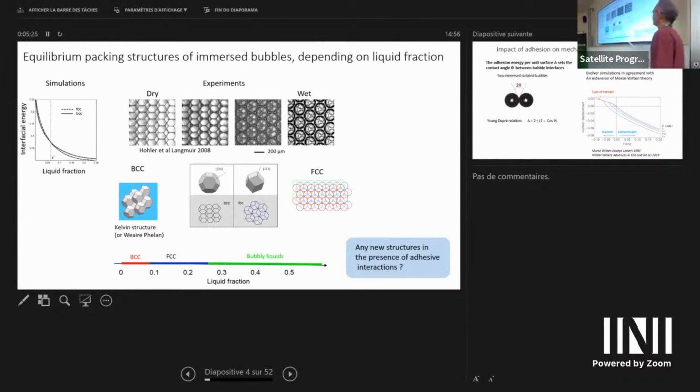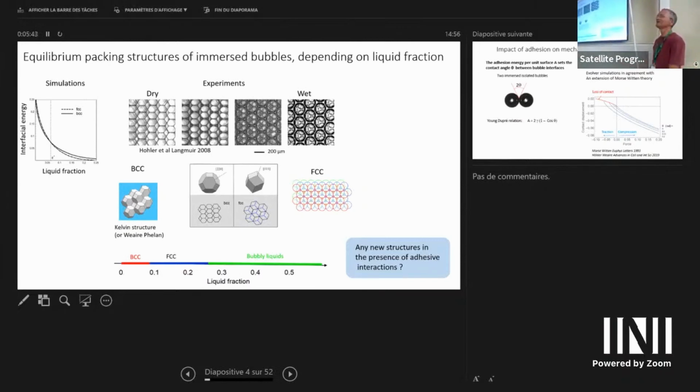So the bottom line of all this is that we've got a BCC structure, an FCC structure, and if we put even more than 26% liquid into the structure, well, we end up with bubbly liquids where the bubbles freely float around. Here we've got a jamming transition, a crossover from solid-like to liquid-like behavior.